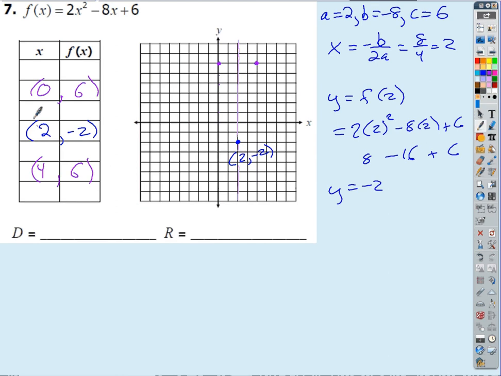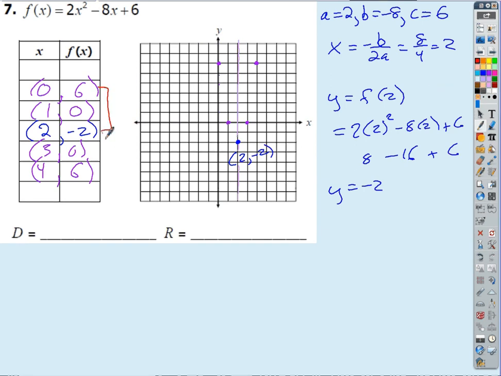If I pick another point like 1, what am I going to get? 2 plus 6 is 8, minus 8 is 0, right? So I get the point 1, 0, so it's right there, which means I also get the point 3, 0, which is right there. You see how I'm getting those, right? How am I getting those numbers so fast?